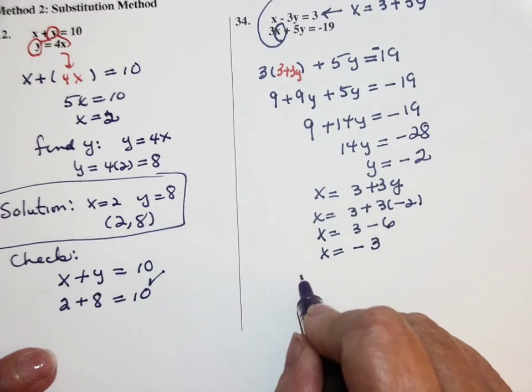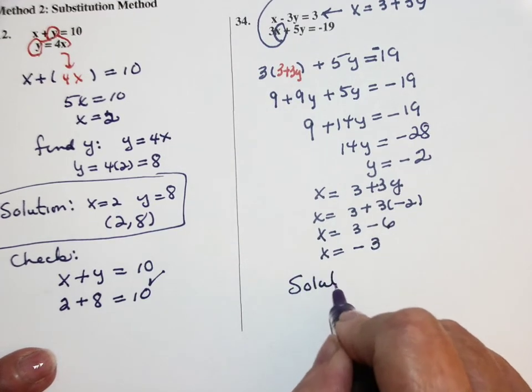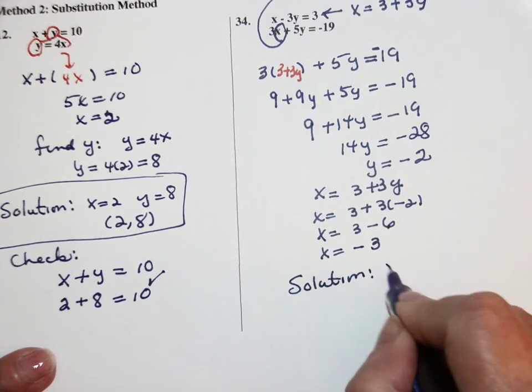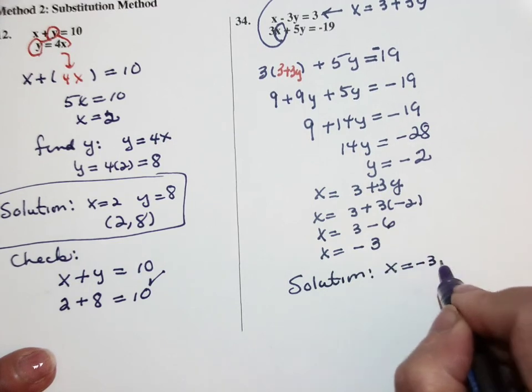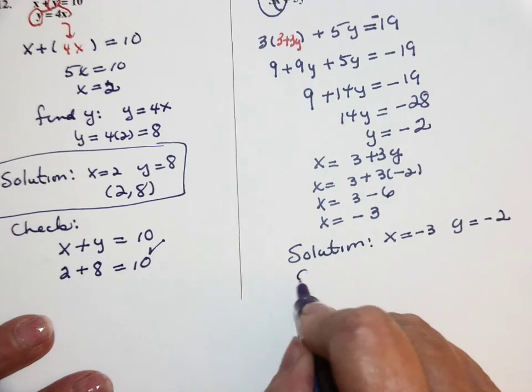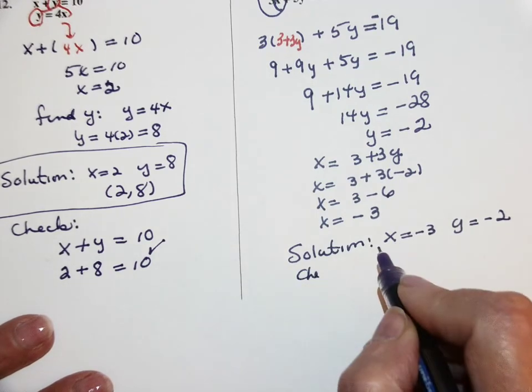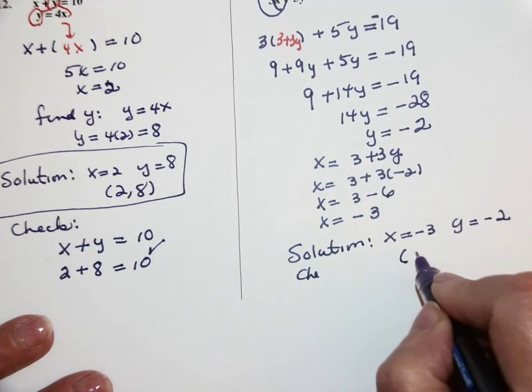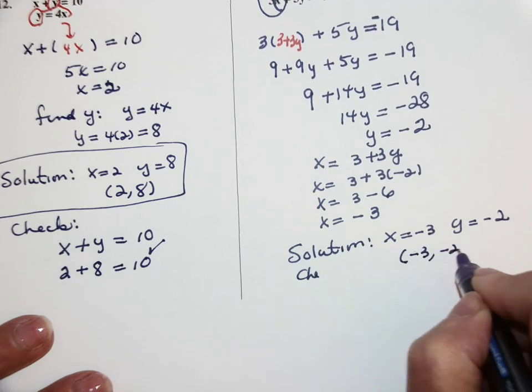So I have a solution. X equals negative 3, y equals negative 2. Or the coordinate point, by the way, negative 3, negative 2.